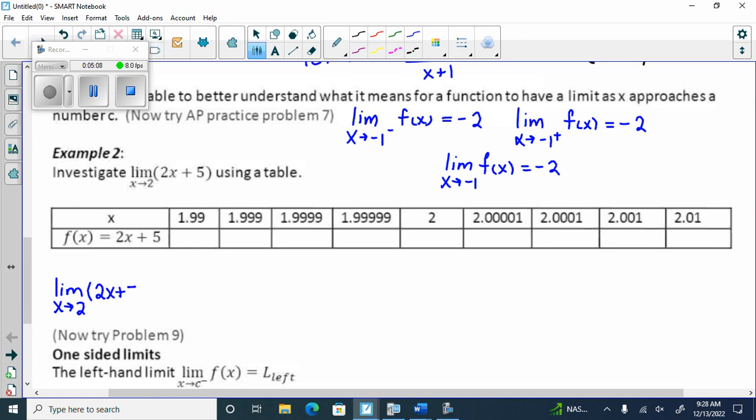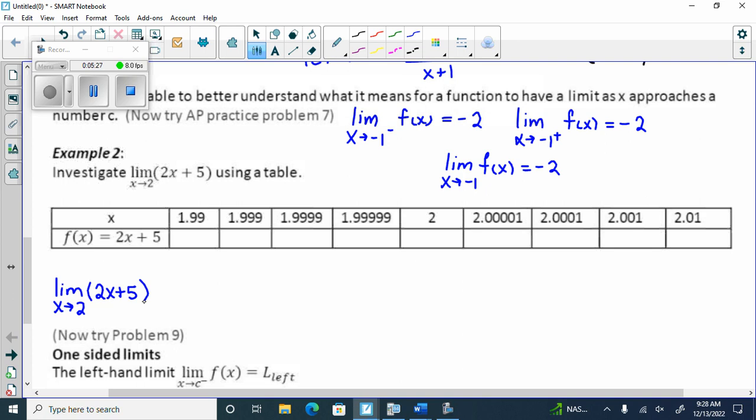I can just plug it in. This is a linear function, right? 2x plus 5, that's a line. Are lines continuous? Yeah. And anywhere it's continuous, the function and the limit equal the same thing, correct? Whenever you're continuous, the function at that point and the limit equal the same thing. Because the right and the left, it equals the same thing, and at that point, it equals the same thing.